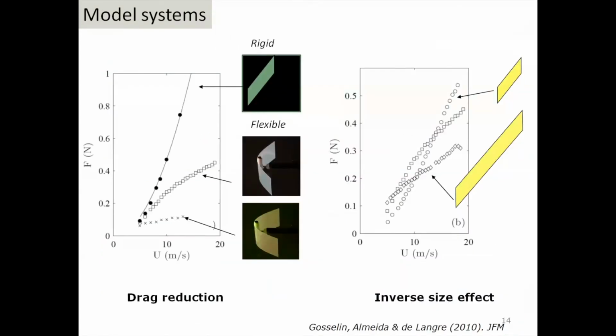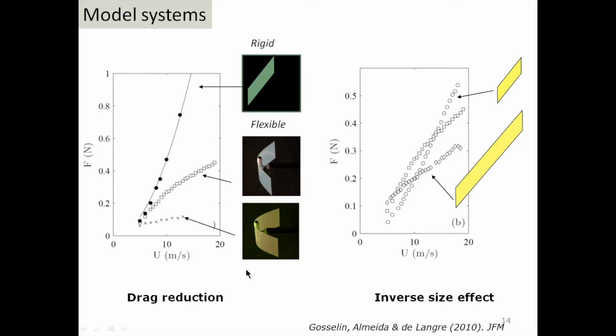The first idea is, of course, to do some model systems to see how this works, to try to understand. If you do an experiment with a rigid plate and another one of the same dimension, but a bit more flexible or very flexible, what you see is that drag is quite different. The rigid one has a U-square law, and the other ones have a completely different way of evolution.